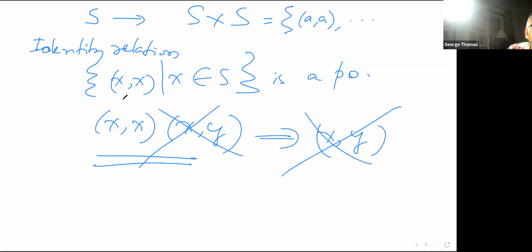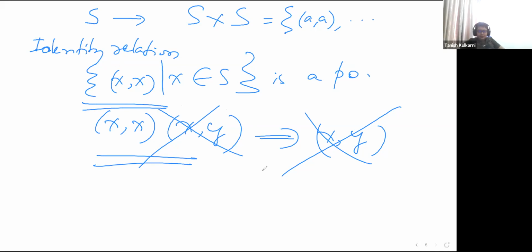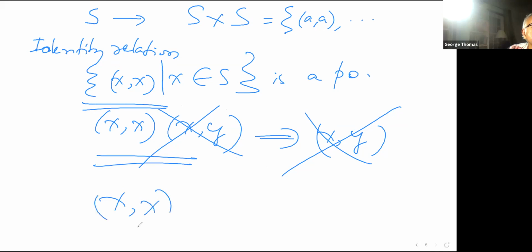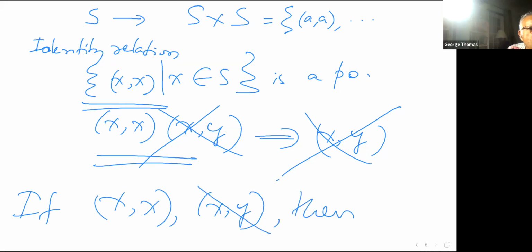You see, this identity relation has only this. So it is reflexive, it is anti-symmetric and transitive, it's a partial order. It violates none of the conditions. Agreed? But it isn't transitive, right? X-axis is the only term. That's right. If XX, XY, then, but there is no XY. Agreed?